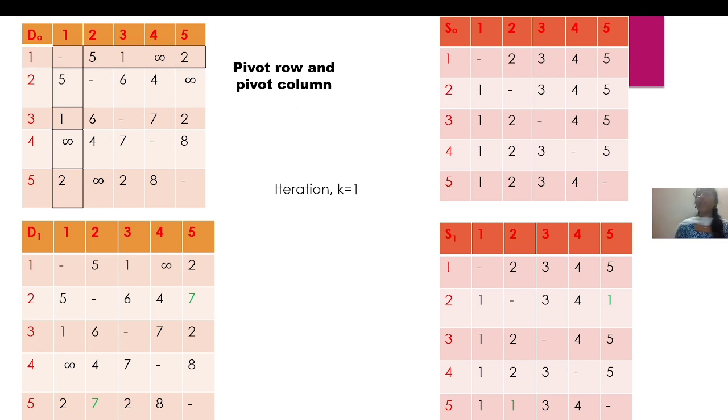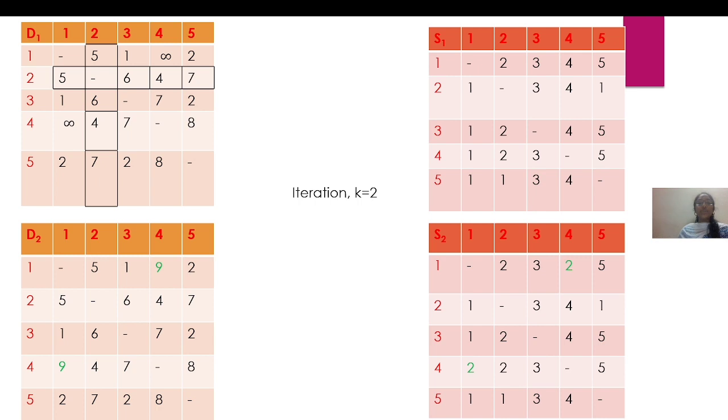In a similar way, we are going to fill the other matrices with the help of the previous matrix we have constructed. Iteration 2, that is k is equal to 2. Now let us see how to fill the D2 and S2 matrices. In the previous matrices, that is D1 and S1, we mark the second row and the second column as the pivot row and the pivot column. So that row and column will be the same in the D2 and S2 matrices. The remaining elements are filled in this manner.